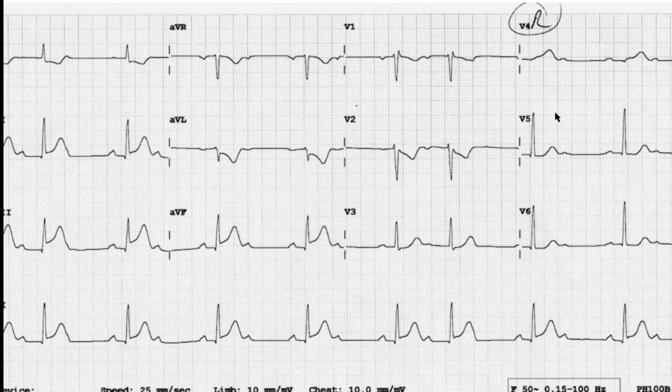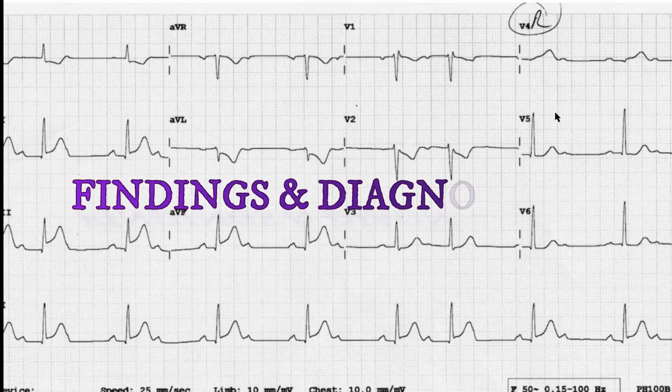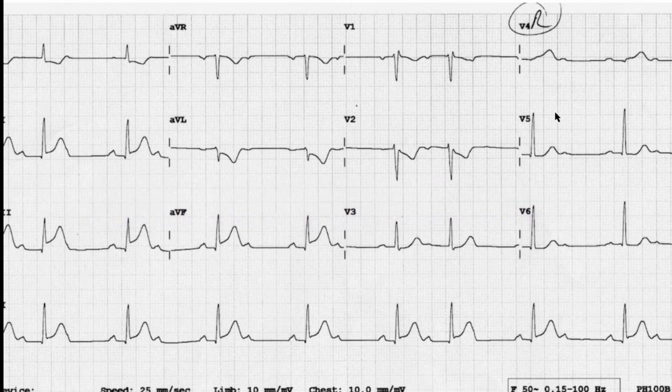This is the ECG which we are going to discuss today. But before starting the discussion, as always, pause your video, note down the findings and diagnose it yourself, so that at the end of the video you can compare your findings and diagnoses with the discussion done in this video. So let's begin the discussion on this case.